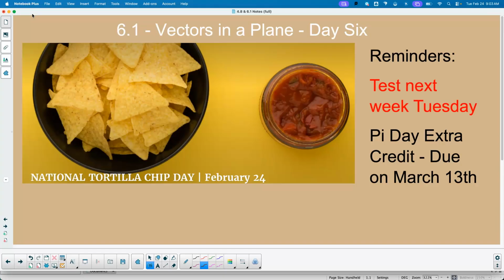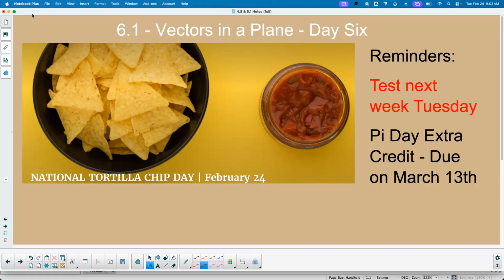Just a couple of reminders before we start. Happy National Tortilla Chip Day. There wasn't much to choose from today. There were only 2 days to choose from. It was either National Tortilla Chip Day, which I chose, or National Trading Card Day. So I went with tortilla chips because chips and salsa.